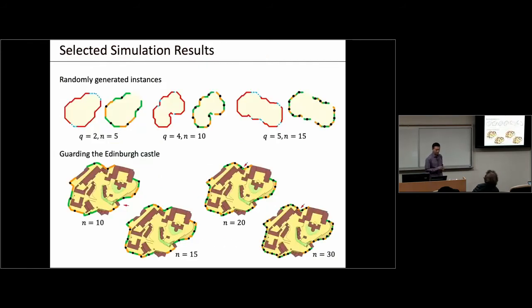So here are some example simulations. I'm going to only point out maybe this one here. You can have, in this case, two segments, two red segments. So q equals 2 and n equals 5. So this is the perimeter. This is the coverage. We actually have 5 robots covering like this. That actually covers this gap.